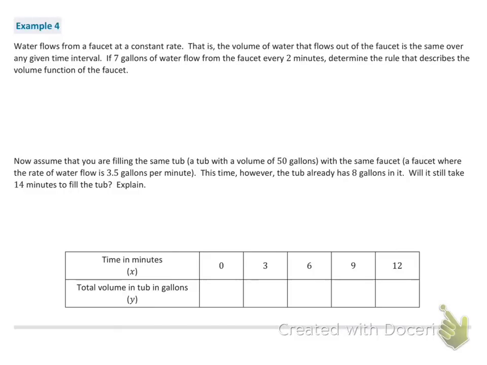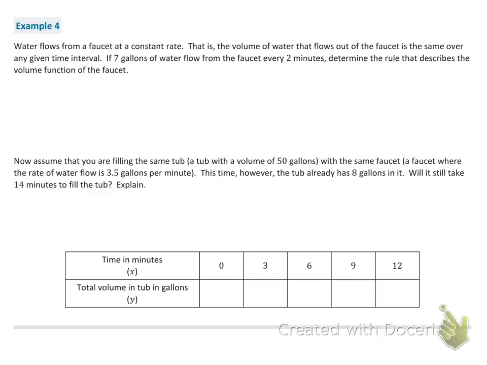Okay, so example 4 shows us a different example of a function. Time is still the input, so you can come look down here for a minute. Time is the input, but volume of water is going to be the output. So let's read about that. Water flows from a faucet at a constant rate. That is, the volume of water that flows out of the faucet is the same over any given time interval. So constant rate implies a linear function.